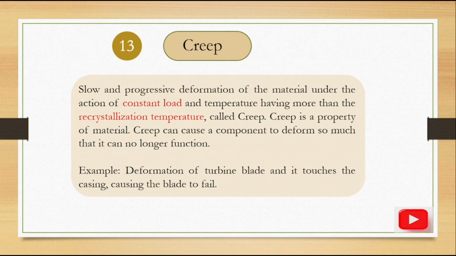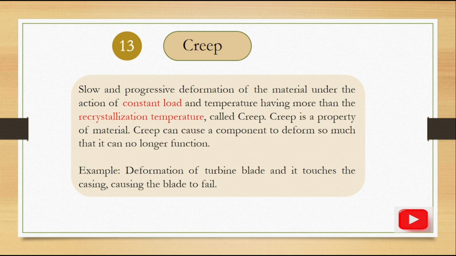Creep. Creep is a property of material. The definition of creep is slow and progressive deformation of material under the action of constant load and temperature higher than the recrystallization temperature. Creep can cause a component to deform so much that it can no longer function.